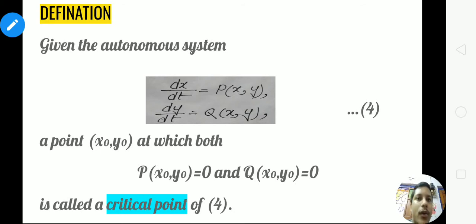I repeat, given the autonomous system dx/dt = P(x, y), dy/dt = Q(x, y), indicated by 4, a point (x0, y0) at which both P(x0, y0) = 0 and Q(x0, y0) = 0 is called a critical point of equation 4.